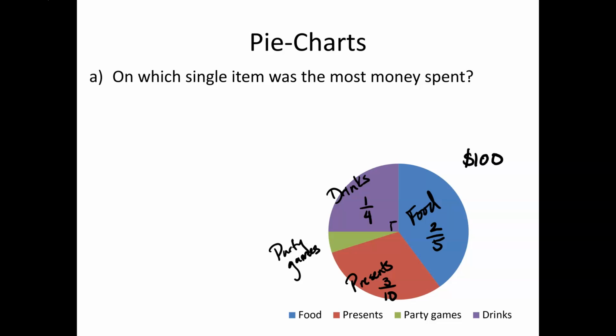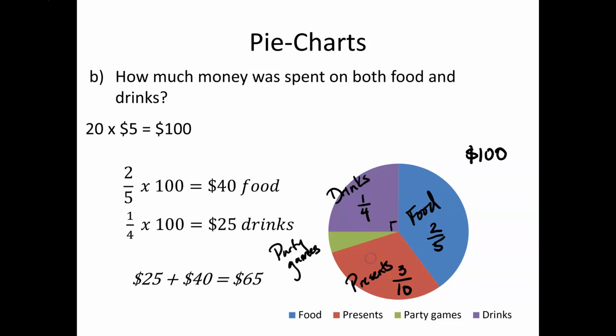On which single item was the most money spent? Well, obviously food. My next question says how much money was spent on both food and drinks. Remember that my whole was 100. 2/5 of the money was spent on food. So let's multiply 2/5 times 100, and we're going to get $40 spent on food. 1/4 of my money was spent on drinks, and I know that because there is a convenient little right angle symbol in drinks. So I'll find 1/4 of 100 and get 25, and then I'm going to add them together to get $65 spent on food and drinks.